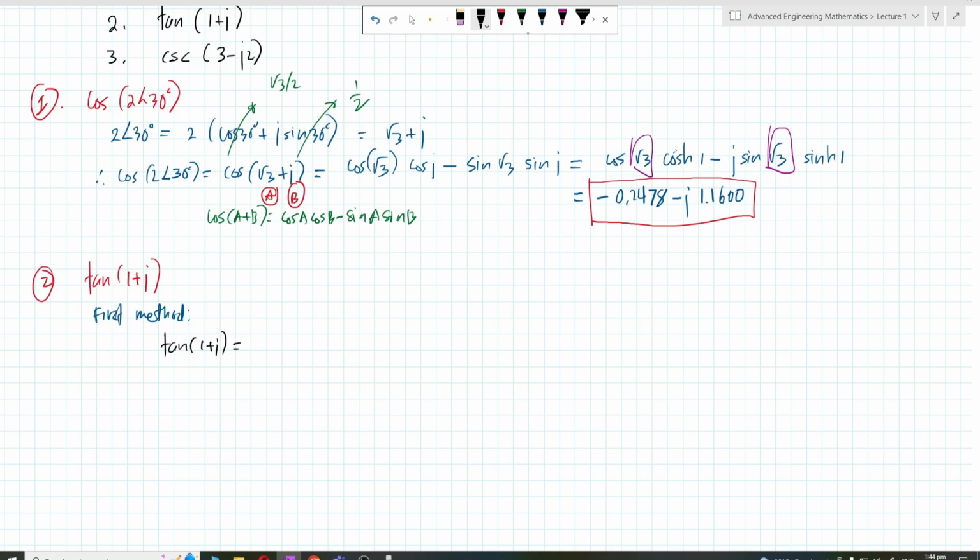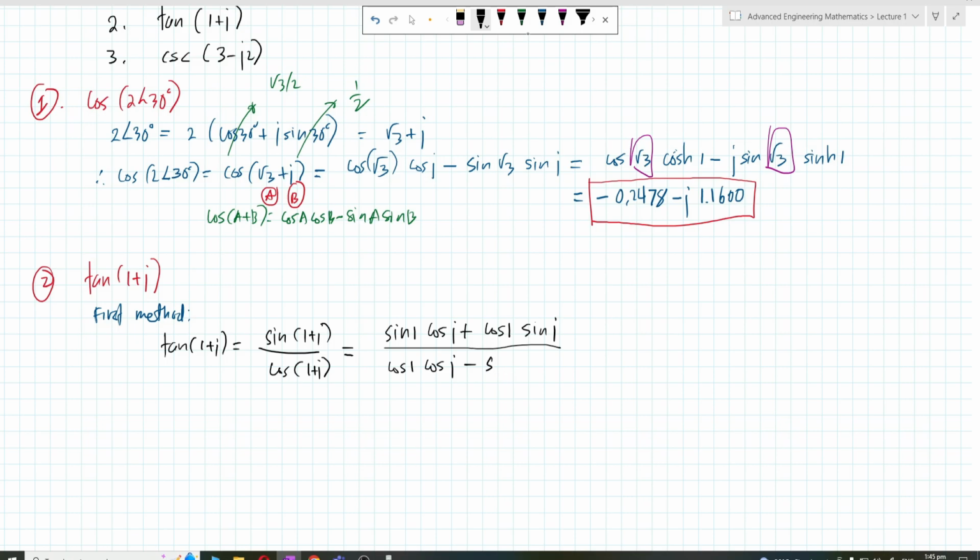Sa first method natin, you will use the equivalent of tangent, na sine over cosine. So, sine of 1 plus j over the cosine of 1 plus j. Madali naman to guys. So, sine of 1 plus j, expand natin: sine of 1 cosine j, plus the cosine of 1 and the sine of j, over the denominator cosine of 1 plus j. That is the same as cosine of 1 cosine of j, kung plus yan, so meron tayong minus.